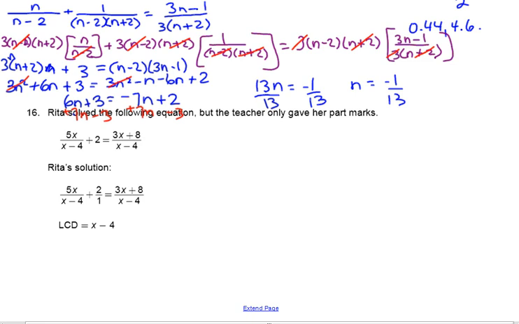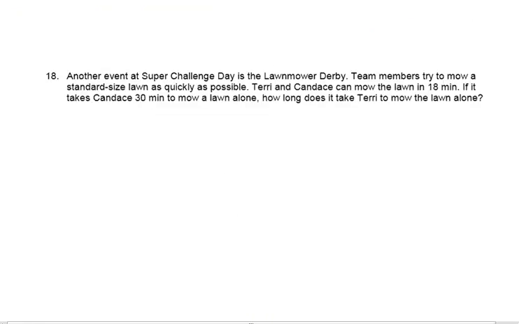Okay, so the last thing we're going to do is look at a word problem, because these were probably the toughest in this unit. Number 17. Which is actually 18? No, it's 17?